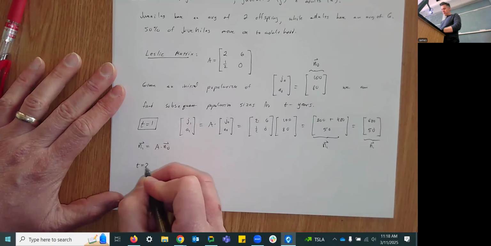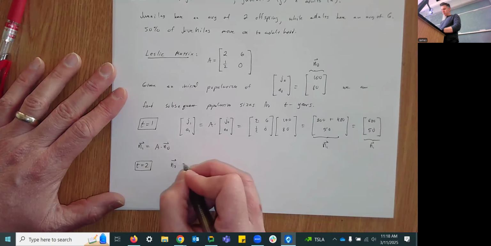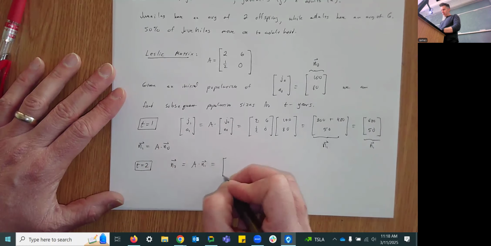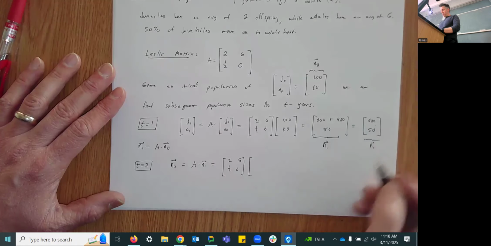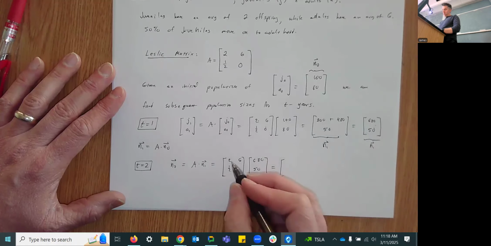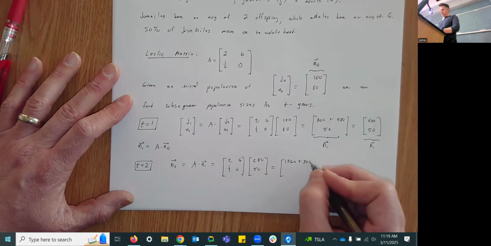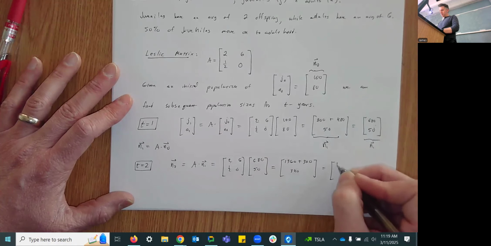Let's say 2 years. So for 2 years, our n2 is going to equal our A times our n1, which is going to be 2, 6, 1 half, 0, multiplied by our n1, which is 680, 50. Okay, it's going to be a little bit more work here. See, 2 times 680 is what? 1360. Plus 6 times 50 is 300. And then 1 half times 680 is 340. So we get 1660, 340.